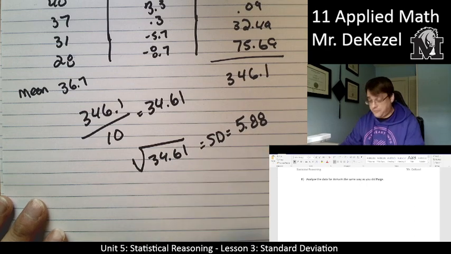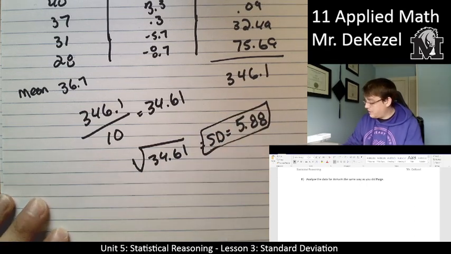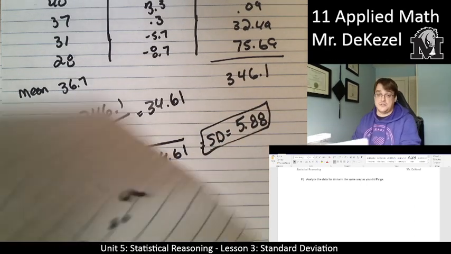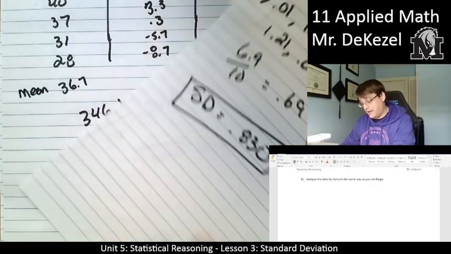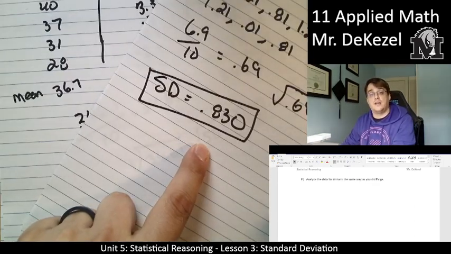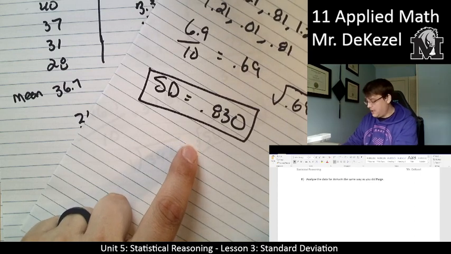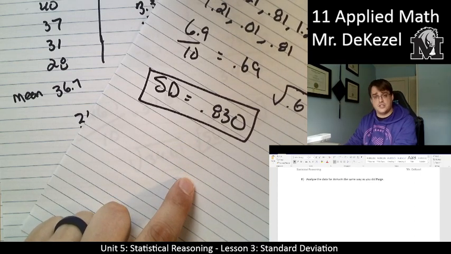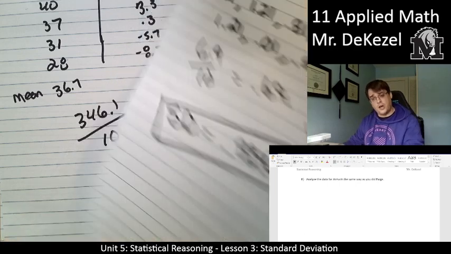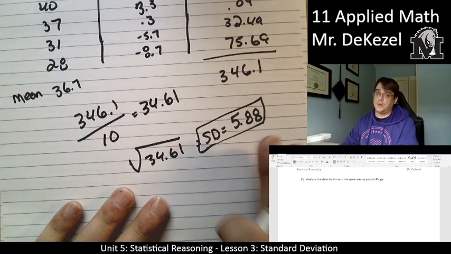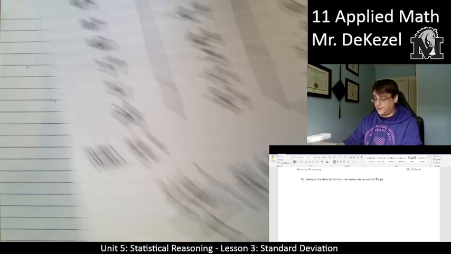This value, 5.88, is much larger than Paige's value. Paige's value we found 0.830. So that is small. The standard deviation is small. The measure of deviation or dispersion is small for Paige, but much, much larger for Anna.